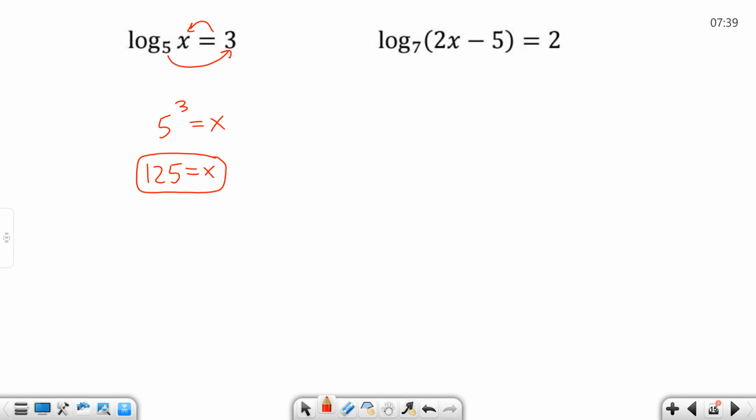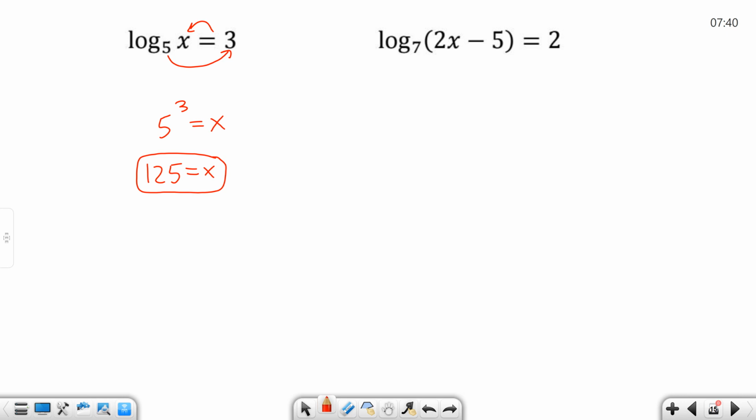The only thing you need to do in this case, not the only thing, you need to make sure that if I plug 125 in, I'm taking the log of a positive number. If you remember, what you take the log of has got to be positive. The base also has got to be positive, and it cannot be 1. The answer you get on the right side where the 3 is, that can be negative. That can be 1, negative, 0. It can be anything. But what you take the log of has got to be strictly positive, and then the base has to be positive, and it also can't be 1.